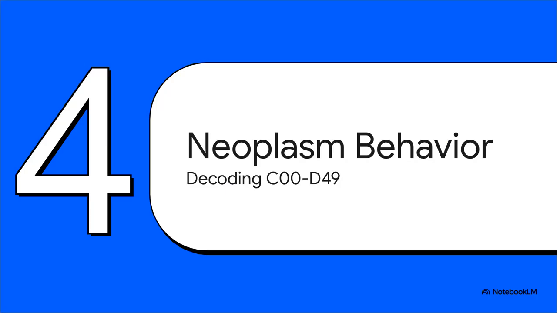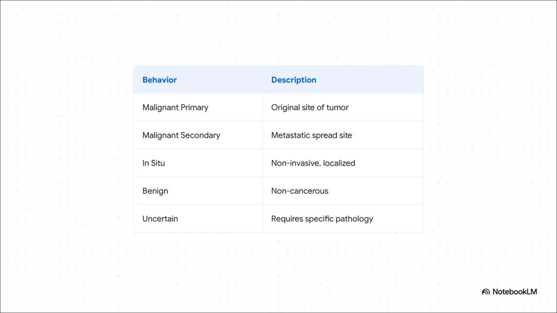All right, let's shift gears to neoplasms, decoding behavior and site in C00 through D49. Navigating this chapter is like solving a puzzle, and it depends entirely on tracking two things: the exact anatomical site and the behavior of the tumor. We classify these by behavior. Malignant primary is the original site of the tumor. Malignant secondary is where the cancer has spread or metastasized. And listen, that changes the code category completely. Then we have in situ, benign, and uncertain behavior. Grasping this primary versus secondary site sequencing logic is absolutely critical for passing the exam.